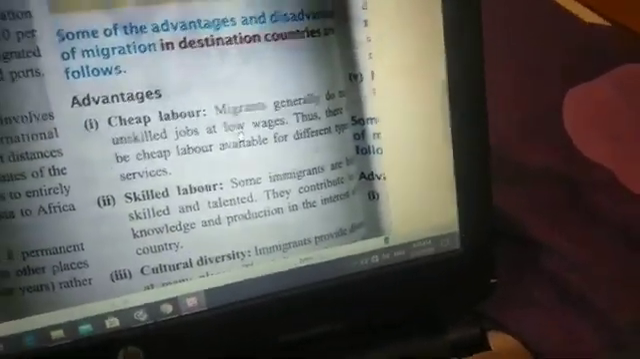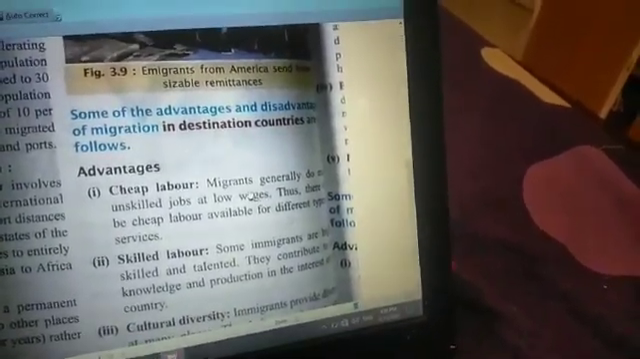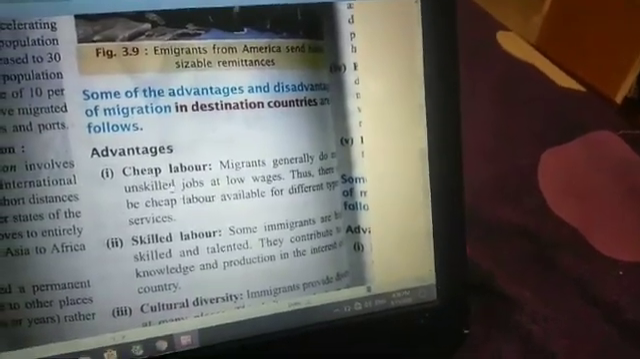Cheap labor. For example, you are not a properly qualified person. You do not have any proper qualification. But if you get a chance to work in the US, even with low knowledge, you can work in any kind of low category job, unskilled jobs with very low wages. Day by day they will give you wages. You will be working in different places, different jobs. Definitely you will earn a lot of money. That all comes under advantage.